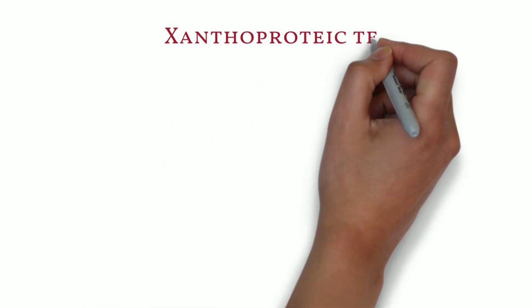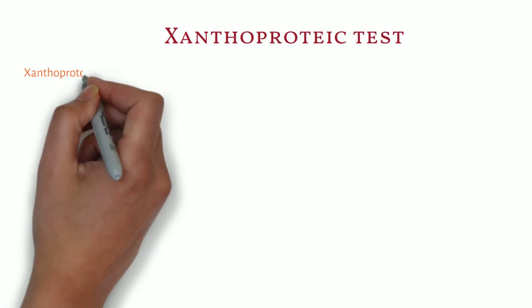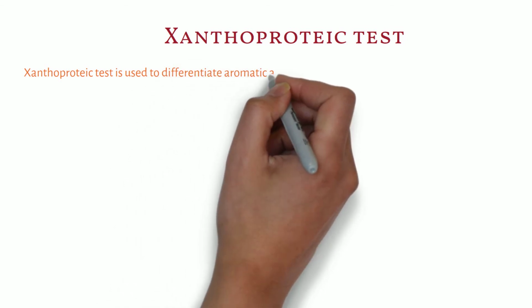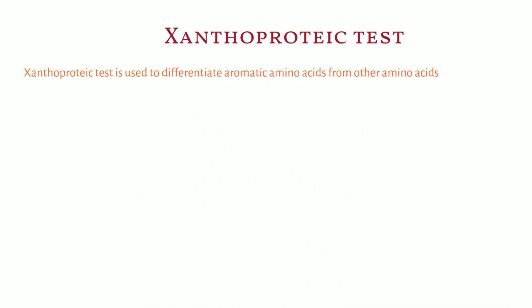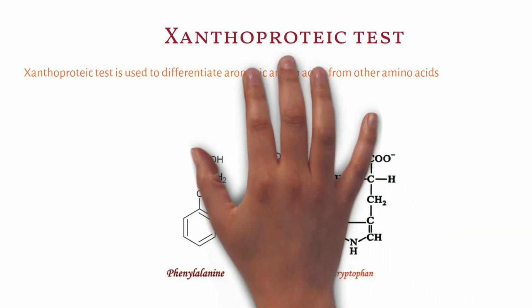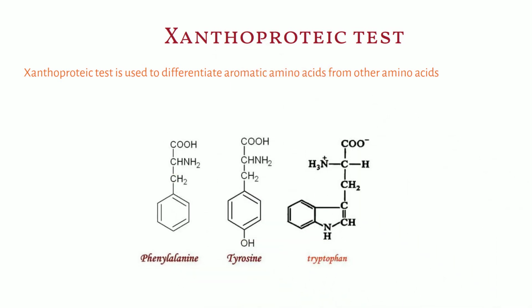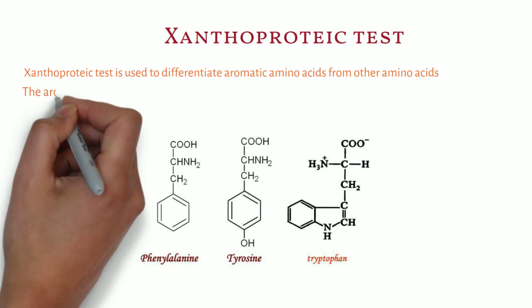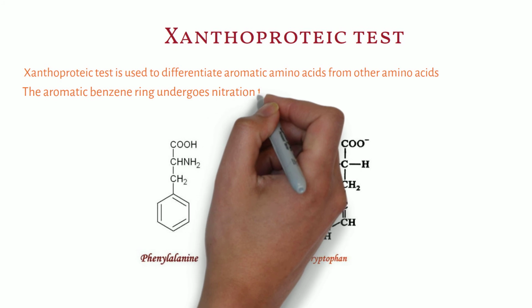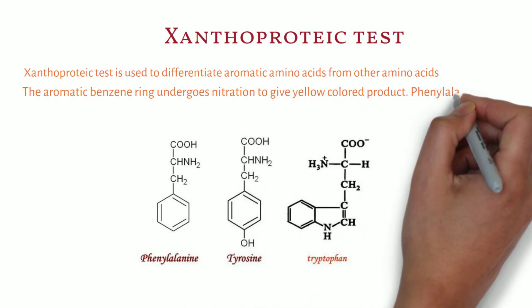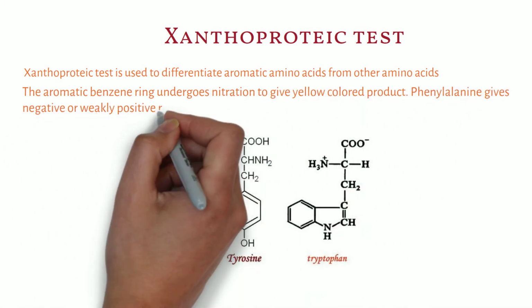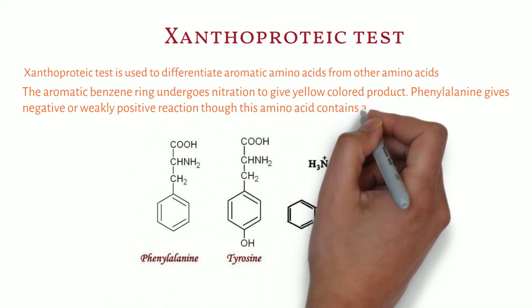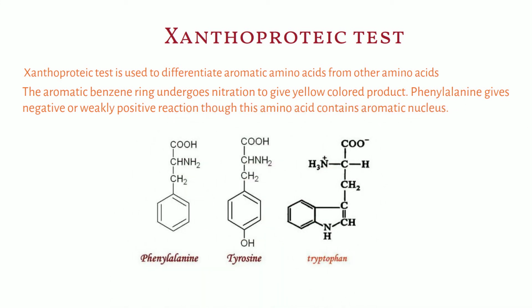Xanthoproteic test. The xanthoproteic test is used to differentiate aromatic amino acids, which give a positive result, from other amino acids. It is used to detect amino acids containing an aromatic nucleus in a protein solution, which gives yellow-colored nitro derivatives on heating with concentrated HNO3. The aromatic amino acids are tyrosine, tryptophan, and phenylalanine. The aromatic benzene ring undergoes nitration to give a yellow-colored product. Phenylalanine gives a negative or weakly positive reaction, though this amino acid contains an aromatic nucleus, because it is difficult to nitrate under normal conditions.